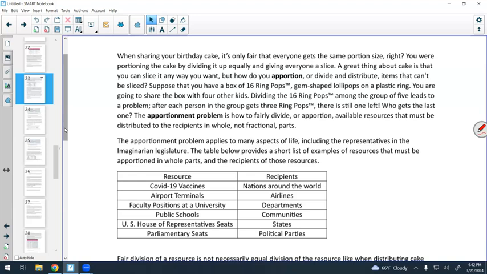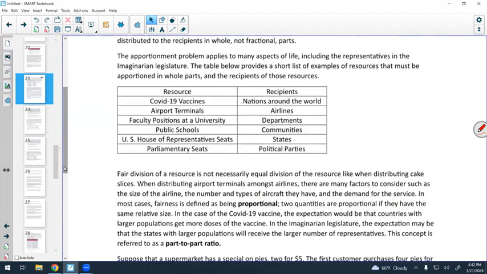The apportionment problem is how to fairly divide or apportion available resources that must be distributed to the recipients in whole, not fractional parts. The apportionment problem applies to many aspects of life, including the representatives in the Imaginarian legislature. The table below provides a short list of examples of resources that must be apportioned in whole parts, and the recipients of those resources.